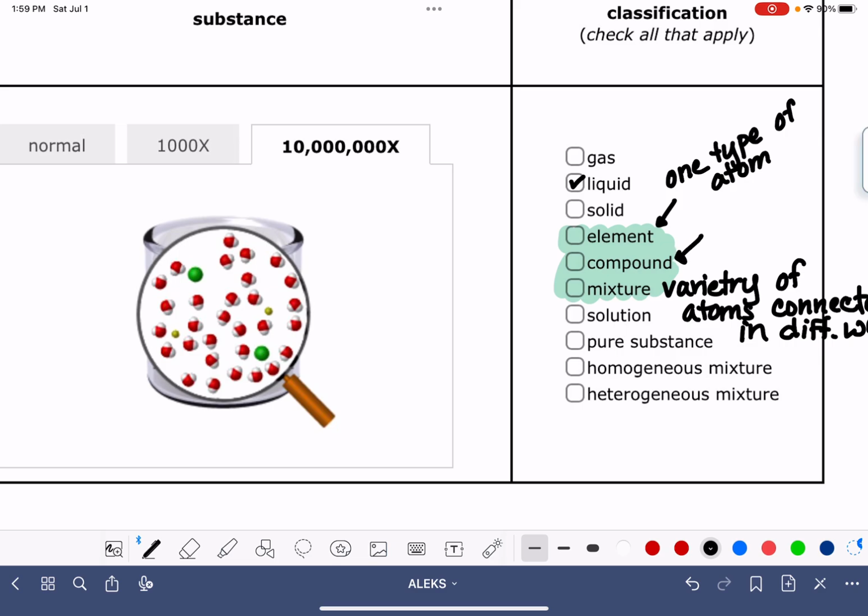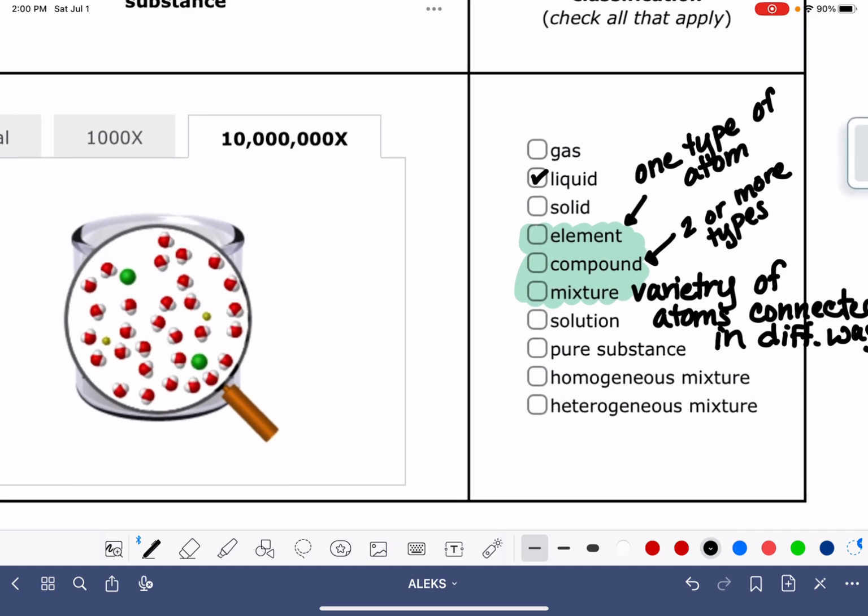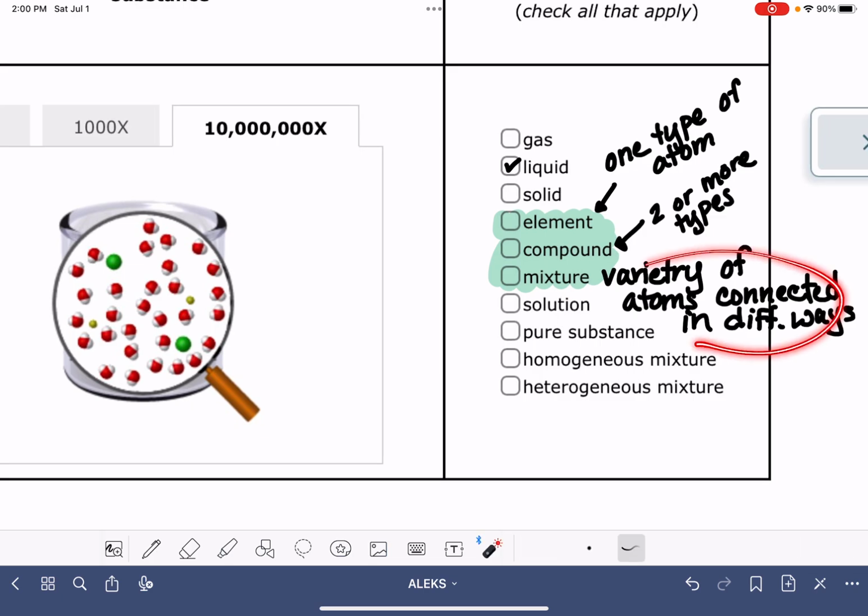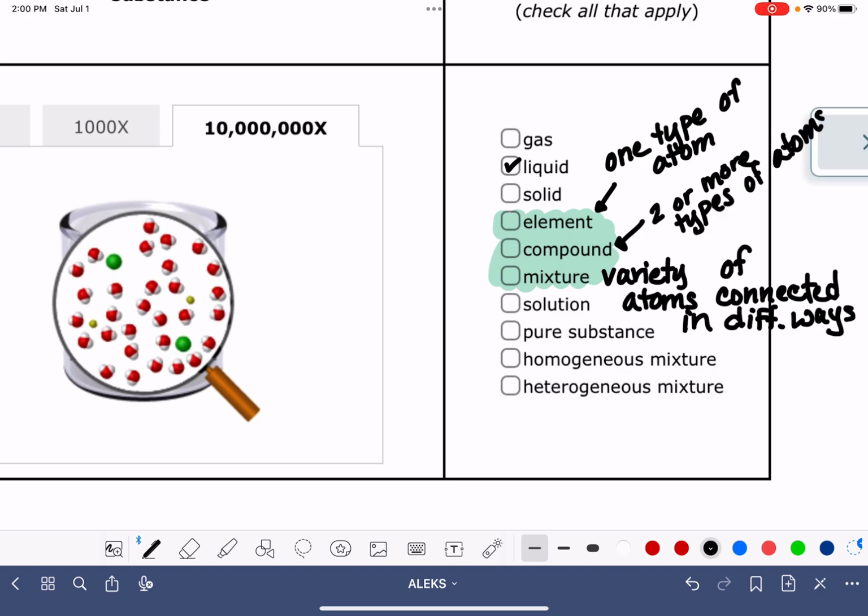If you have a compound, you're going to have two or more types, but all of those atoms are going to be connected in the same way. So not the same as what we see. I realized I spelled variety wrong. So they're connected in different ways, not like what we see here. Two or more types of atoms, and we're going to be able to definitely see a pattern of their connectivity.